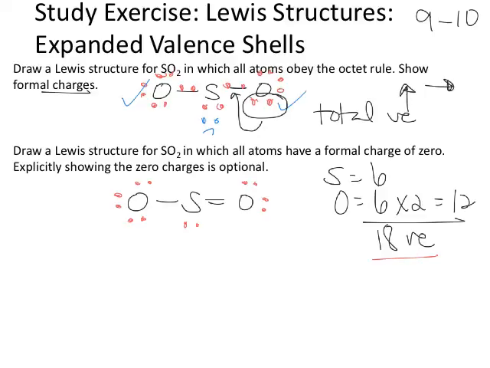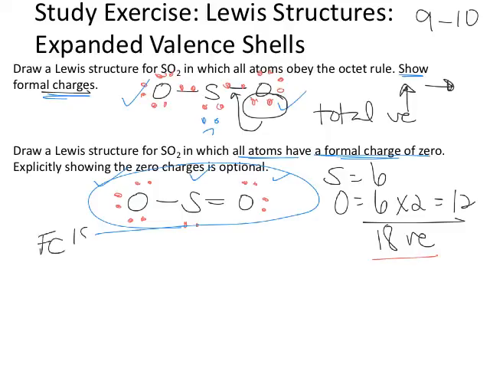Let's check our octet. Oxygen does, yes. Sulfur, 1, 2, 3, 4, 5, 6, 7, 8, it does. And this oxygen does. So this is a perfectly fine Lewis structure. However, we're going to show formal charges. And then it wants us to draw a Lewis structure that has a formal charge of 0, that all atoms have a 0. So let's figure out the formal charge.